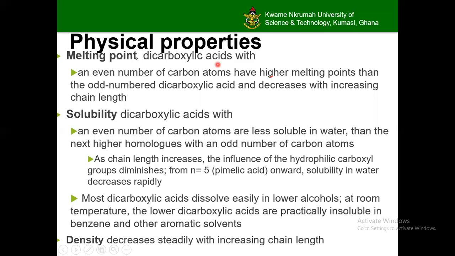Good. Now, just around the table, we discuss melting point. Dicarboxylic acids with an even number of carbon atoms have a higher melting point than odd numbered ones, and the melting point decreases with chain length, right? Good. Now we are saying that for solubility, dicarboxylic acids with even numbered carbon atoms are less soluble in water than the next higher homologous with odd numbered carbon atoms.